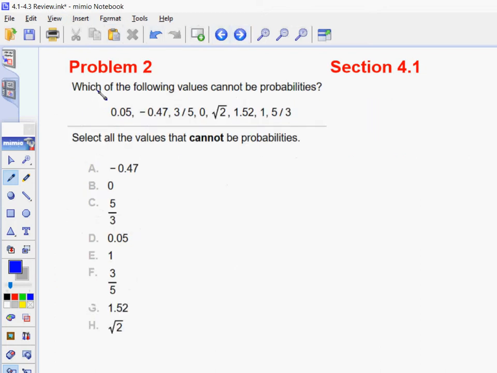Problem 2, we all know a probability is a number between 0 and 1 inclusively, and we are selecting all the values that cannot be probabilities. A is a negative number. That is not a probability, so we'll check that one. B, that's a probability. 0, we include 0. C, 5/3, that's greater than 1, so that is not a probability. D, 0.05, that's between 0 and 1. E, 1, we include 1, that's certain to happen. 3/5, that's between 0 and 1. 1.52, that's greater than 1. And square root of 2, that's 1.414. So that is greater than 1. That is not a probability.